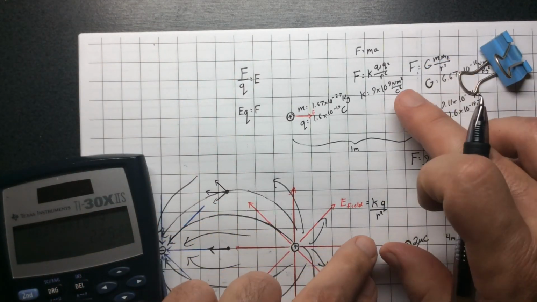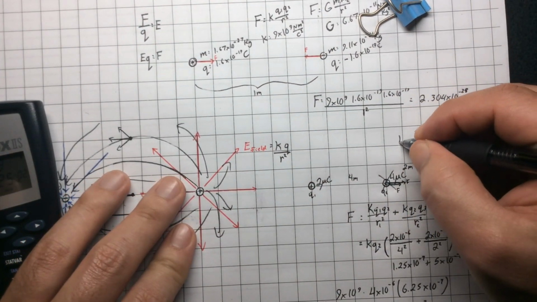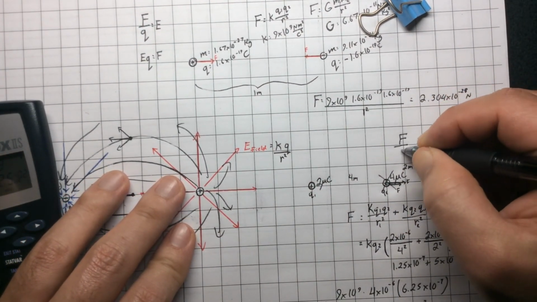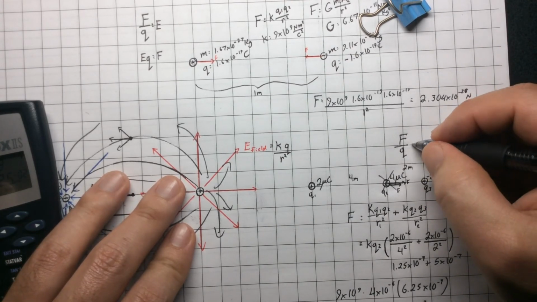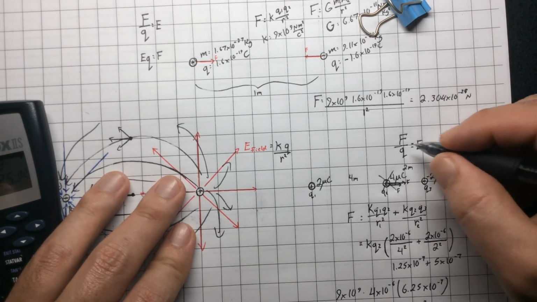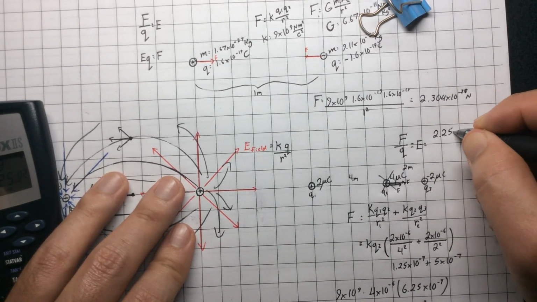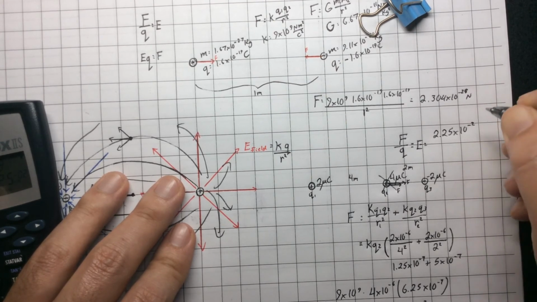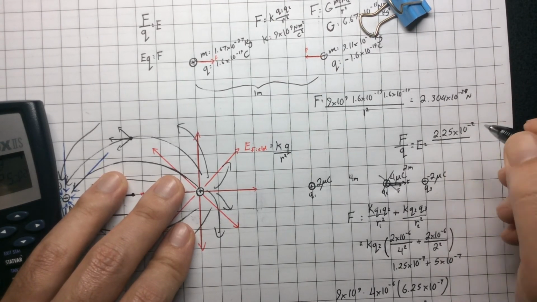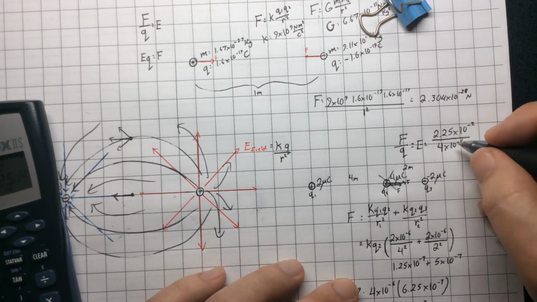These equations look very, very similar. And all we need to do is take the force divided by the charge being affected by that force, and we should get the field that that charge is in. And it just so happens that we just found the force on that charge. So 2.25 times 10 to the negative 2. We're going to divide that by the charge that we placed there. It's going to be 4 times 10 to the negative 6.